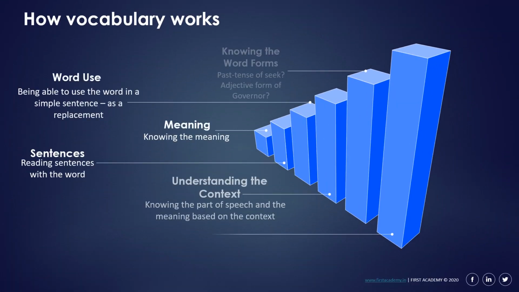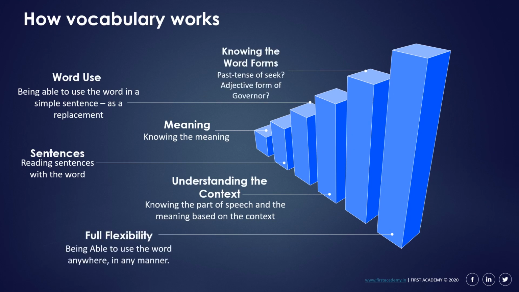If you're a person that can count, you can see that there are 6 bars that are there. So there are 6 steps to how vocabulary works. Now, what is the first step? The first step is obviously where you know the meaning of a particular word. Then we try to read sentences where the word is and try and make sure that the meaning that we know of the word is correct.